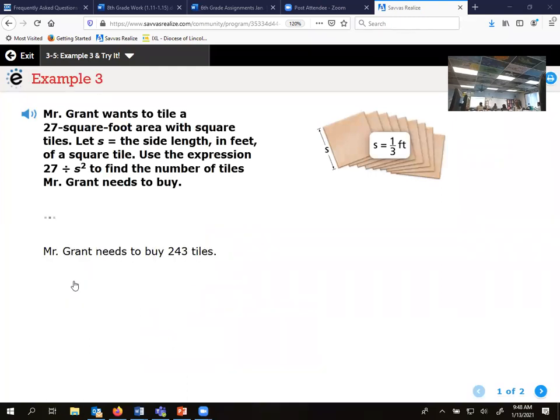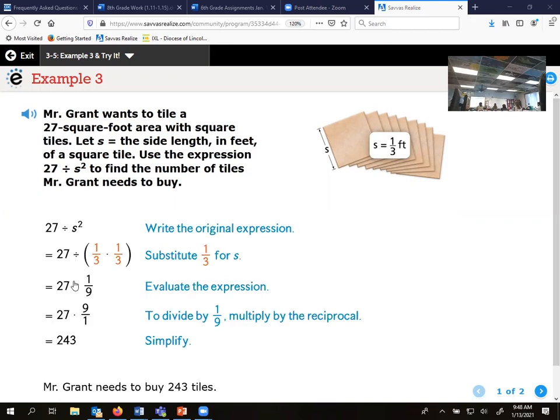Okay. Mr. Grant wants to tile a 27 square foot area with square tiles. Let S equal the side length in feet of a square tile. Use the expression 27 divided by S squared to find the number of tiles Mr. Grant needs to buy. So they're telling you the exact expression you need to use.